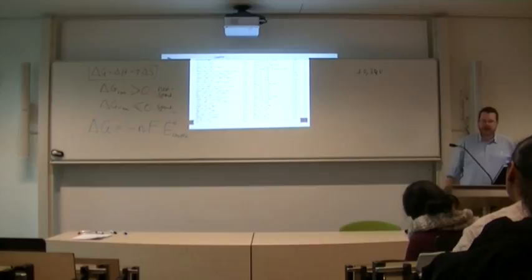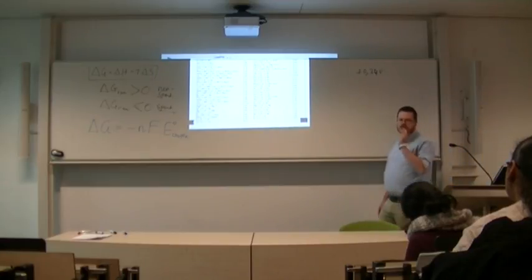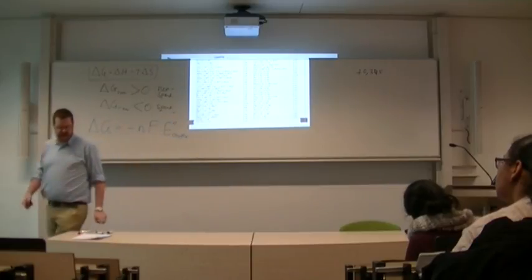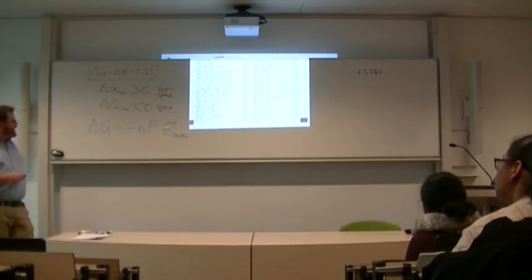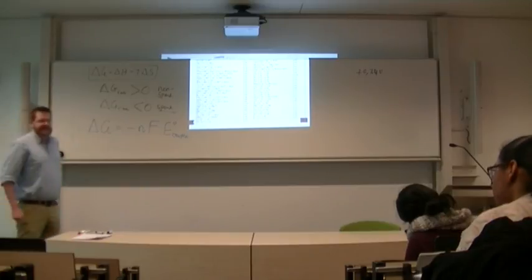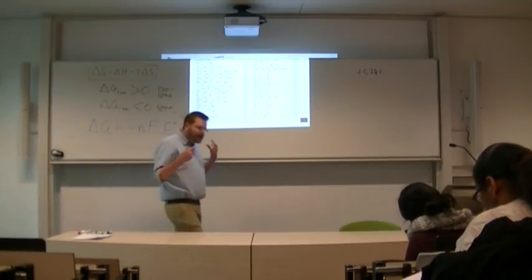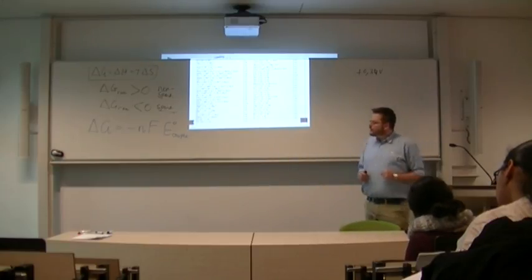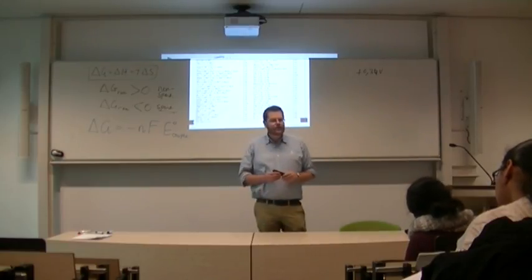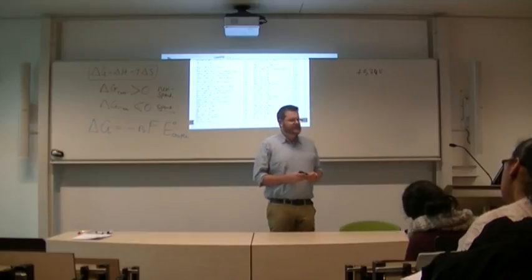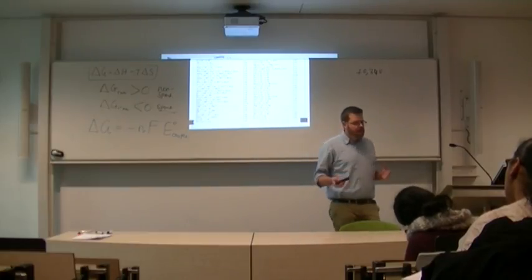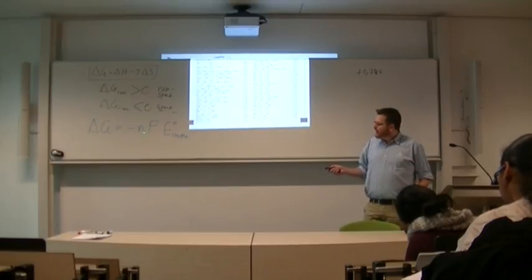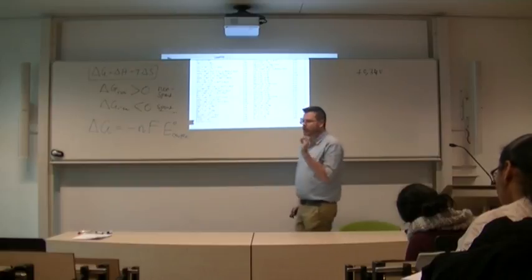In other words, what we've just been doing, summing the potentials of the half reactions, gives us the overall potential of the couple. F is something called the Faraday constant. The Faraday constant is basically the charge per mole of electrons, so it's measured in coulombs per mole. And n, in this case, is the number of moles of electrons.